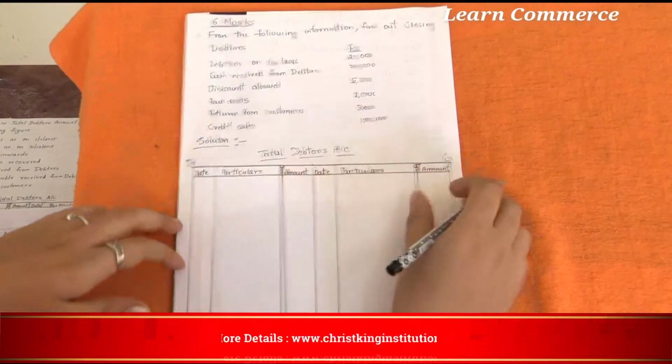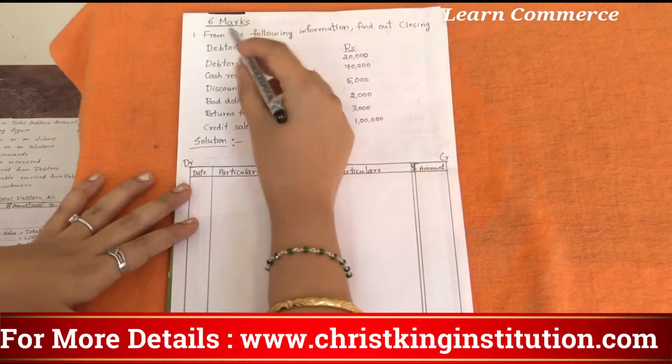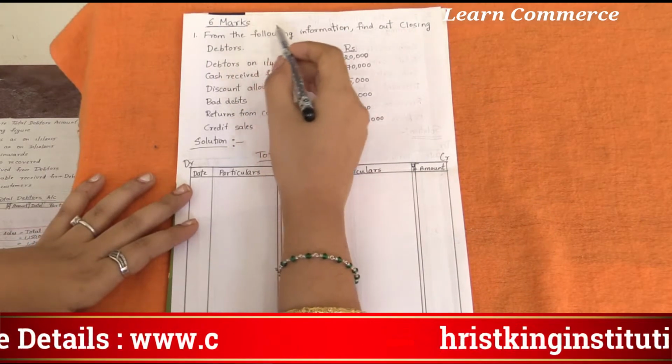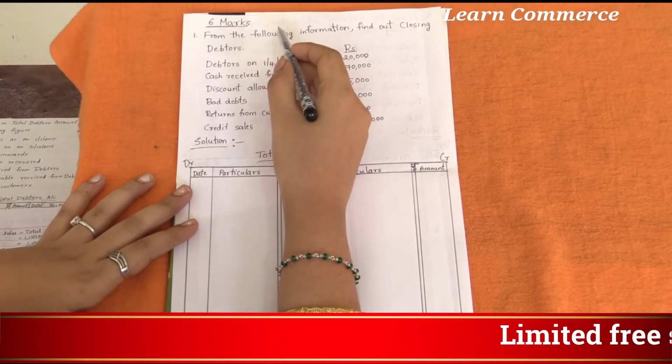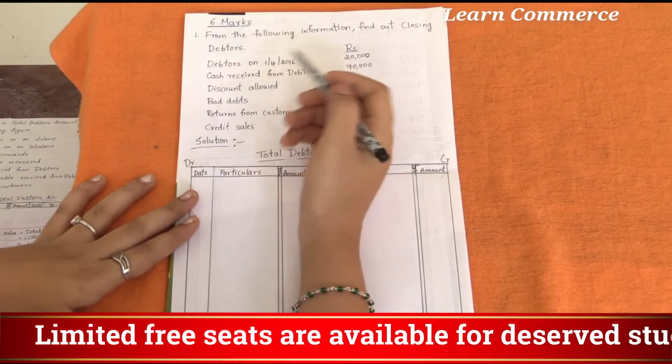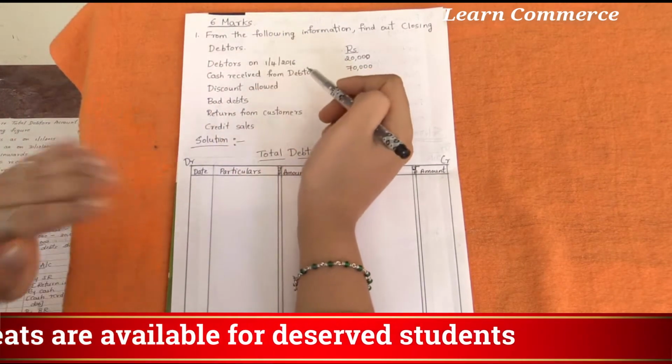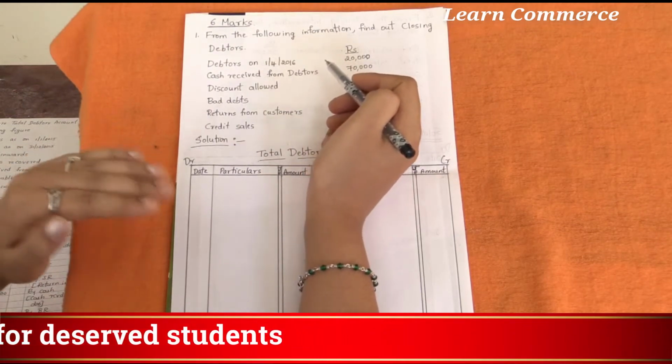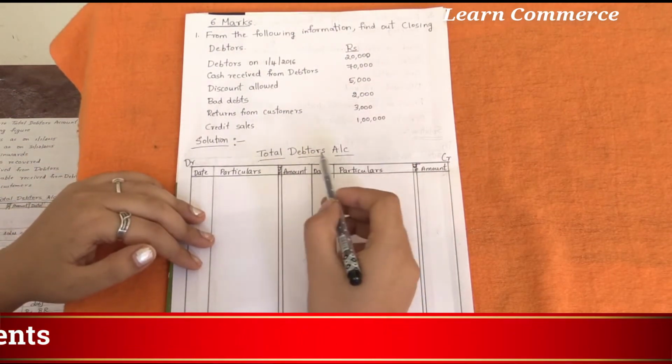Yes, now let us solve the problems for 6 marks. Very important for 6 marks. Now we have to solve the problem related to total debtors account. So first I will read the question. Before solving the total debtors account, please go through the format of total debtors account.